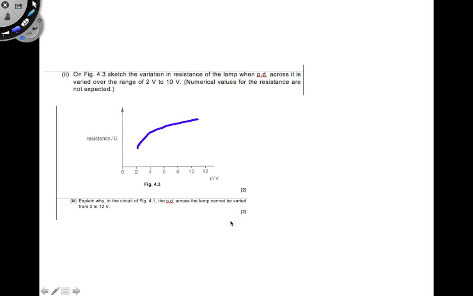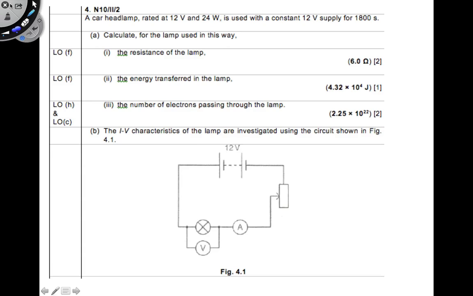Let's move on to the last part here. From 0 to 12 volts, why can't it be at 0? Why can't it be at 12 volts? Let's go back and look at the setup again. If you consider the setup here, there's something that is not mentioned. Remember that in every circuit, there's always a little bit of internal resistance.